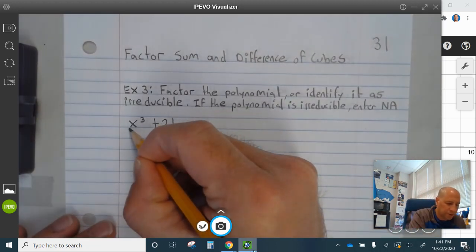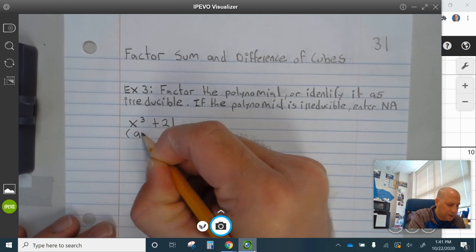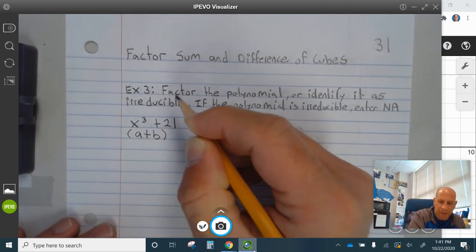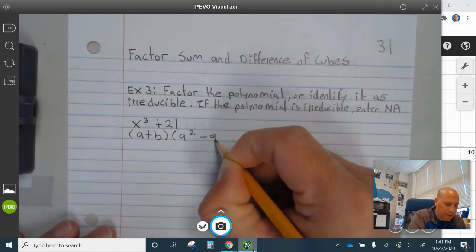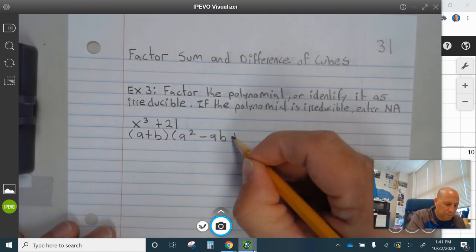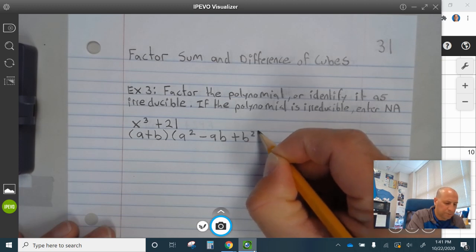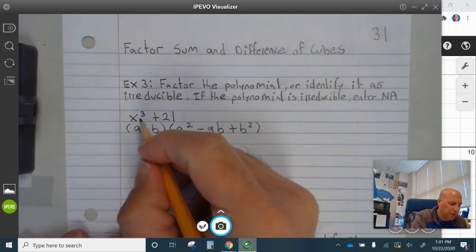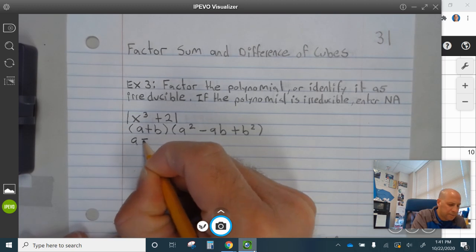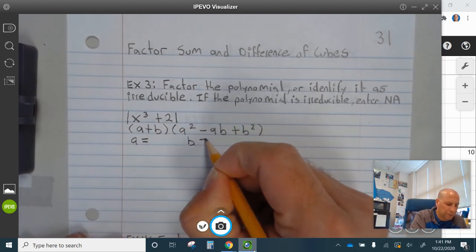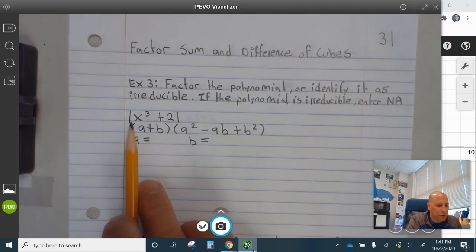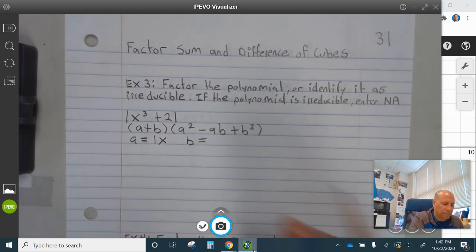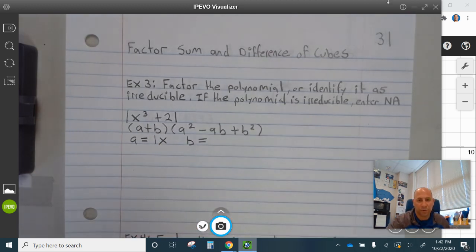Okay, so we know that this is going to factor to be A plus B times A squared minus AB plus B squared. So at this point, we need to find out what A and what B are. Now, A is easy. We want to know what cubed gives us 1x cubed, and that's 1x. And I'll show you that now.